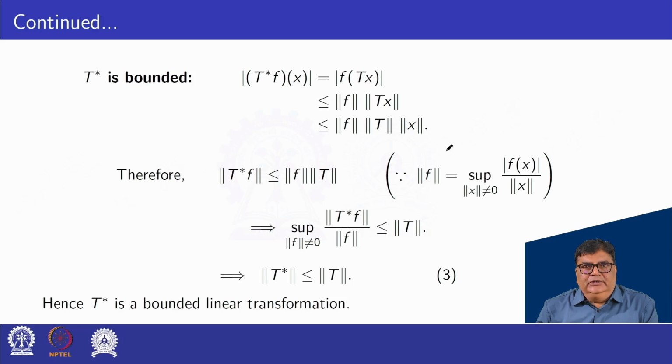Okay, and using this definition, this implies that norm T star f upon norm f, that is norm of T star, and on the right side norm of T, that is norm of T star less or equal to norm of T. So norm T is already a bounded linear transformation, that is less than infinity. So norm of T star is less than infinity, hence T star is a bounded linear transformation.